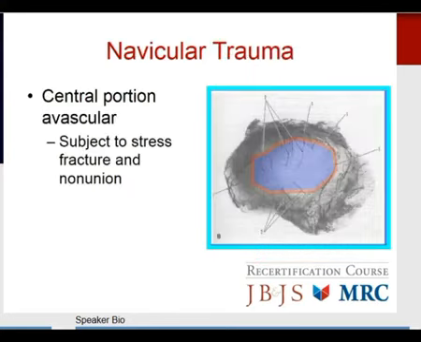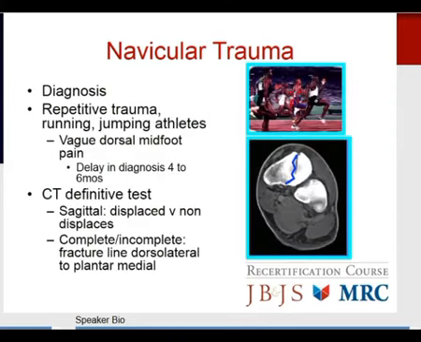Speaking of the navicular, we also look at navicular trauma. We know that the central portion of the navicular is avascular and it's subject to stress fractures and non-union because of it. The difficult part is the diagnosis is hard to make in patients with navicular trauma. Generally, they come in and they complain of some kind of vague dorsal aching pain with activities only, and it's not very specific. You feel for the so-called N spot right over the navicular itself, and if you push in that area, they elicit specific pain in that zone. And then, if you do get pain, then you can evaluate your radiographs.